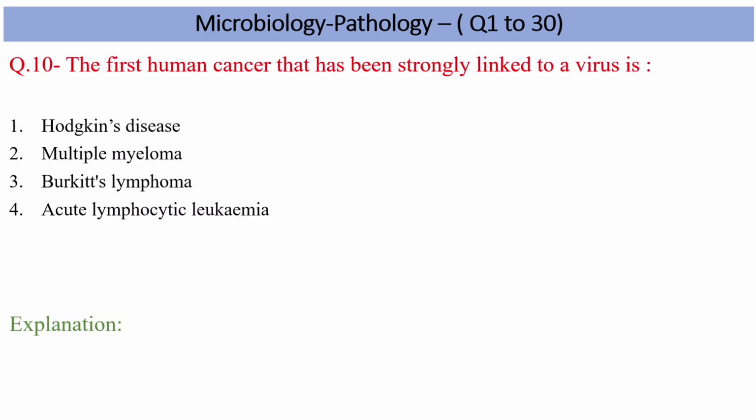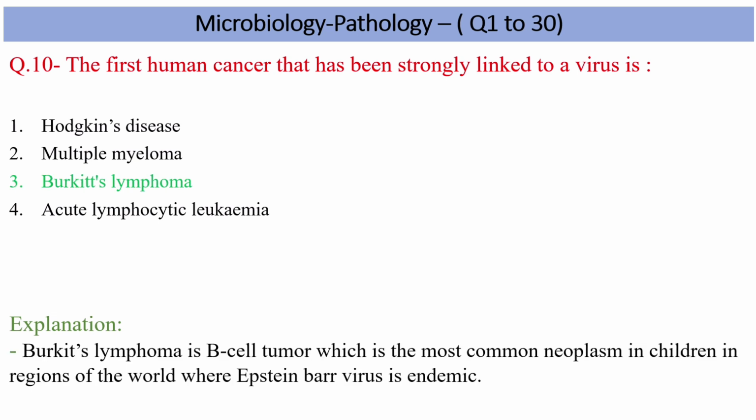First human cancer that has been strongly linked to a virus is: Hodgkin's disease, multiple myeloma, Burkitt's lymphoma, acute lymphocytic leukemia. Correct option is Burkitt's lymphoma. Burkitt's lymphoma is a B-cell tumor which is the most common neoplasm in children in regions of the world where Epstein-Barr virus is endemic.